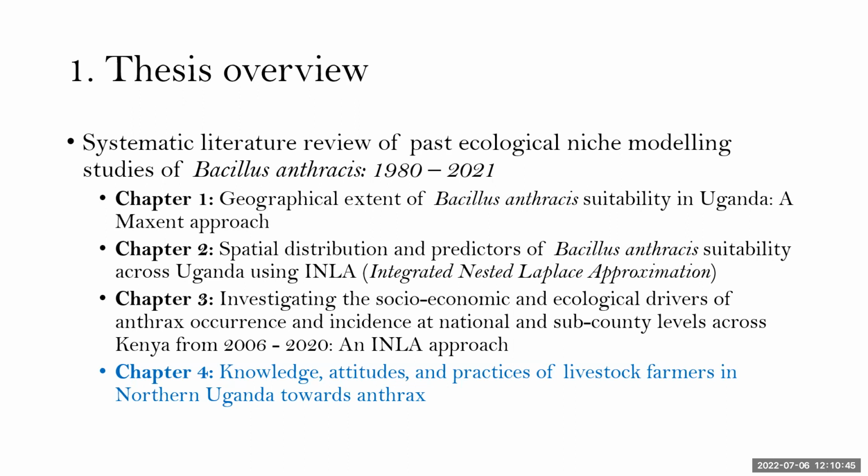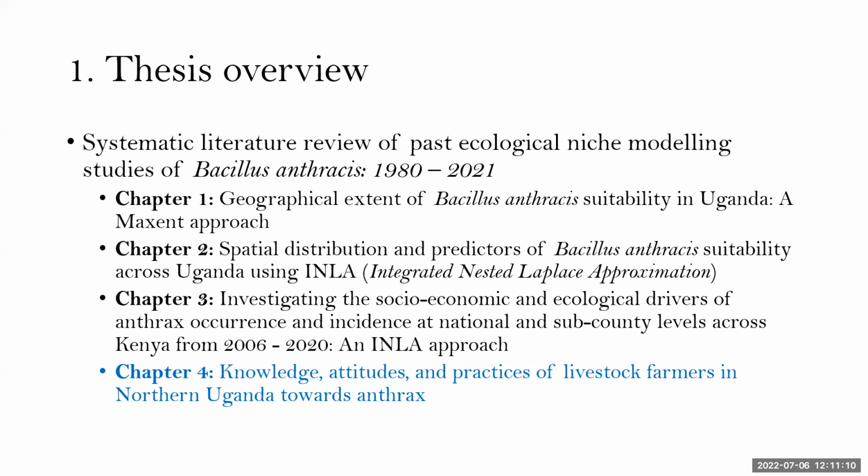In the third chapter, I apply INLA again, but this time in Kenya, to create a spatial model of Bacillus anthracis suitability, and then apply this model to predict areas across Kenya suitable for the occurrence of the bacteria. And within the same chapter, I also discuss the results of a spatial temporal model of anthrax risk using population-based socioeconomic predictors of anthrax risk at sub-county level.